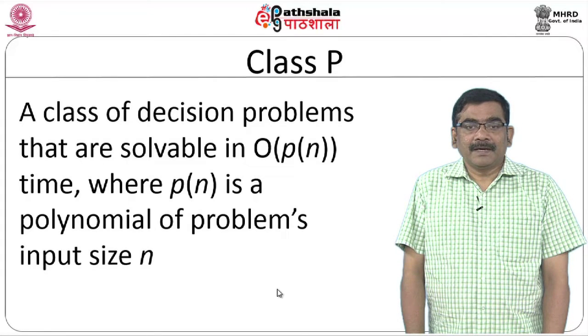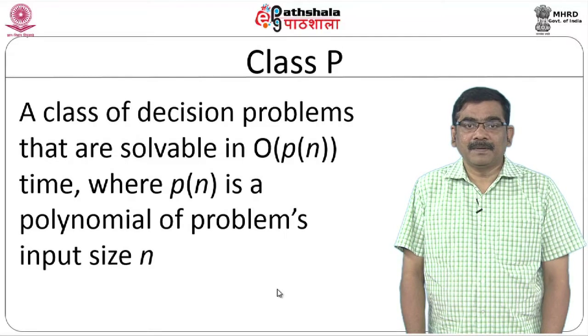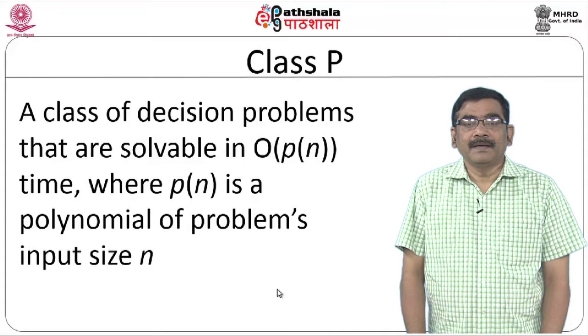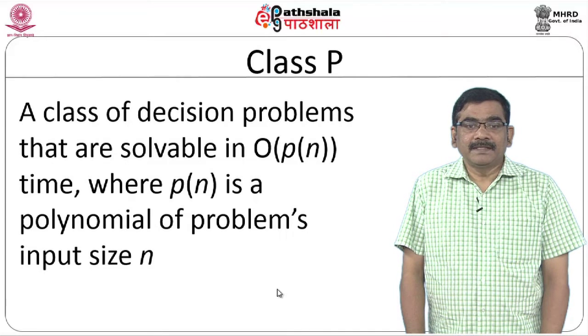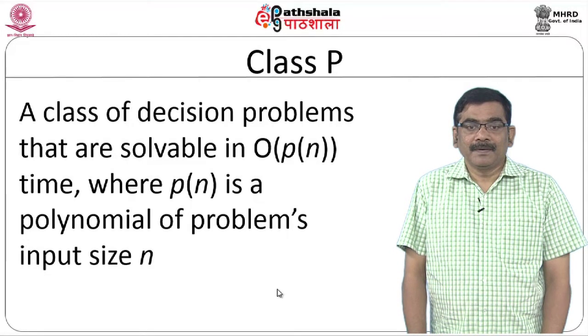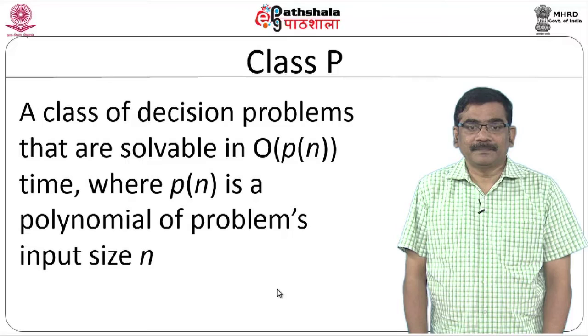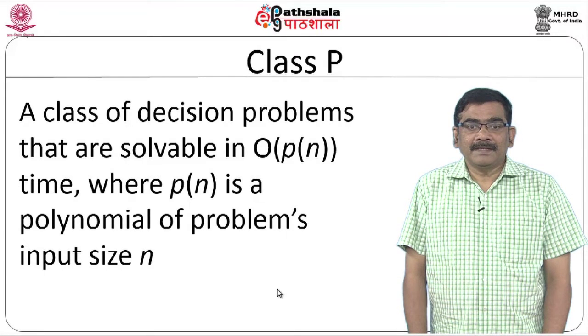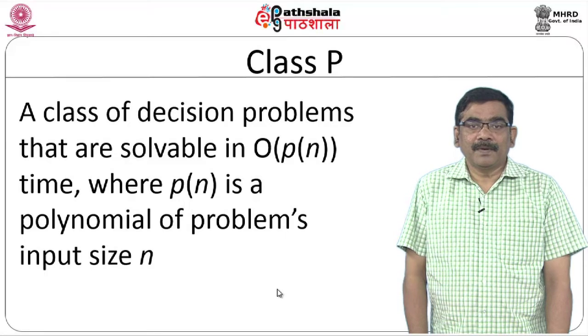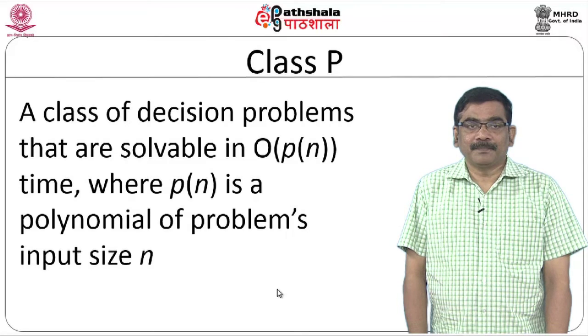From this, we can derive the concept of class P, or P class problems. What is P? P is a class of decision problems that are solvable in polynomial time, that is, in the order of p(n), where p(n) is a polynomial expressed in terms of size n. So, if a problem can be solved in polynomial time, then we can call that class P.